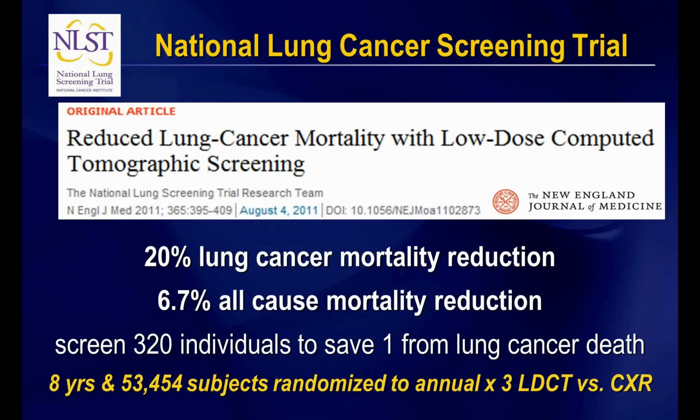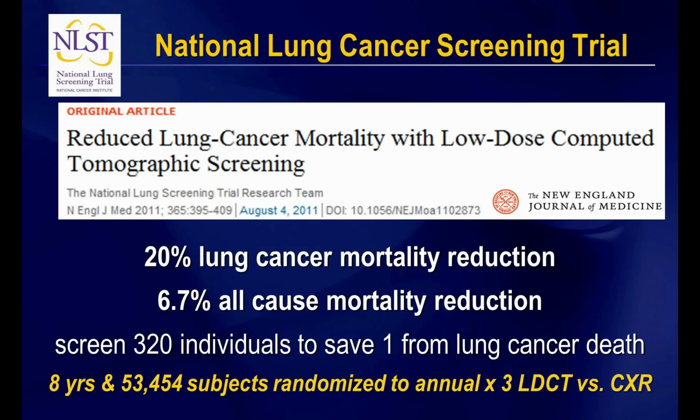The NLST also showed a 6.7% reduction in all-cause mortality. Another way to describe the outcome is that it takes screening approximately 320 individuals to save one from a lung cancer death, and that is only from screening with annual CT for 3 years, as in this trial.